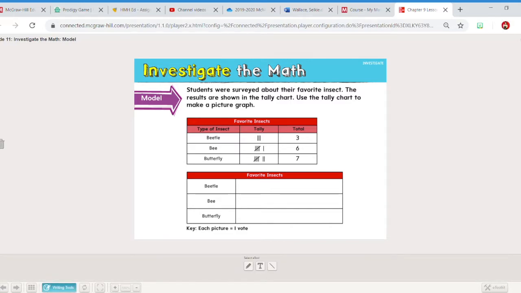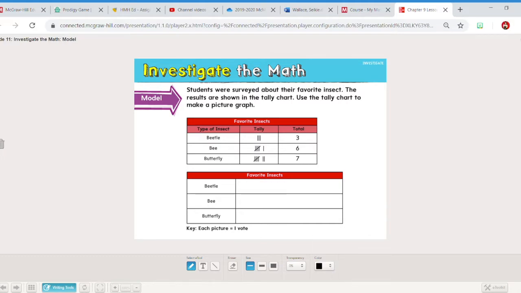So let's read this. Students were surveyed about their favorite insect. The results are shown on the tally chart. Use the tally chart to make a picture graph. So they have our tallies, and they even wrote the total for us. Sometimes it's easier just to see that than counting every tiny tally, but it's nice to have both. So 3 students like beetles, 6 students like bees, and 7 students like butterflies.